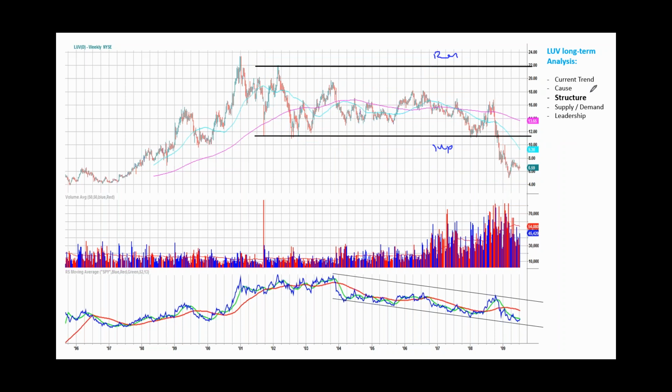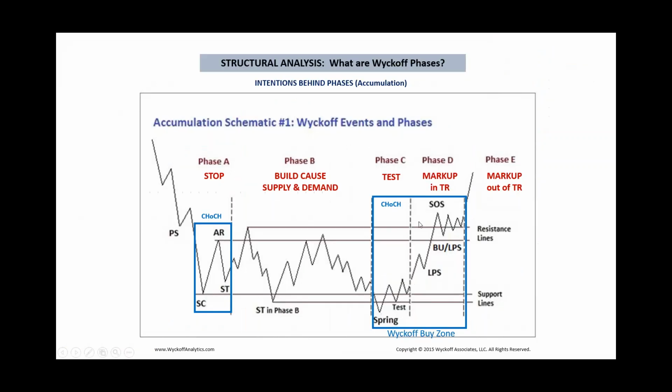for understanding where we are in terms of the phases and in terms of the Wyckoff events. And Brian, before I ask you to label this chart, let me just quickly go through this schematic for those of you here who are not that familiar with Wyckoff methodology.